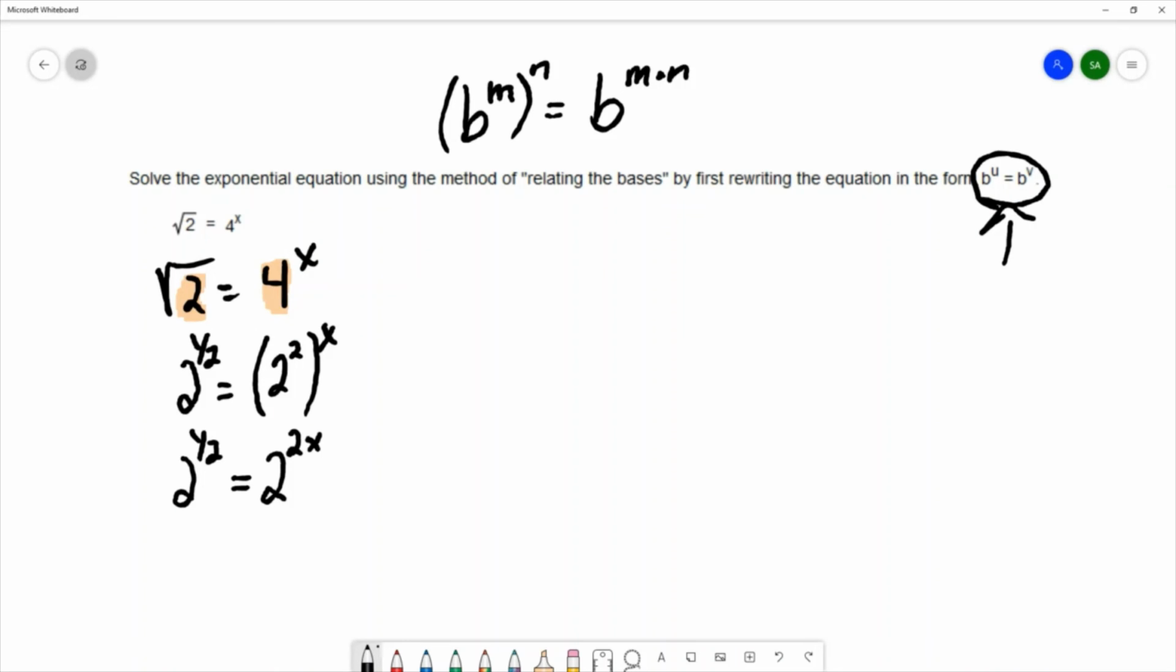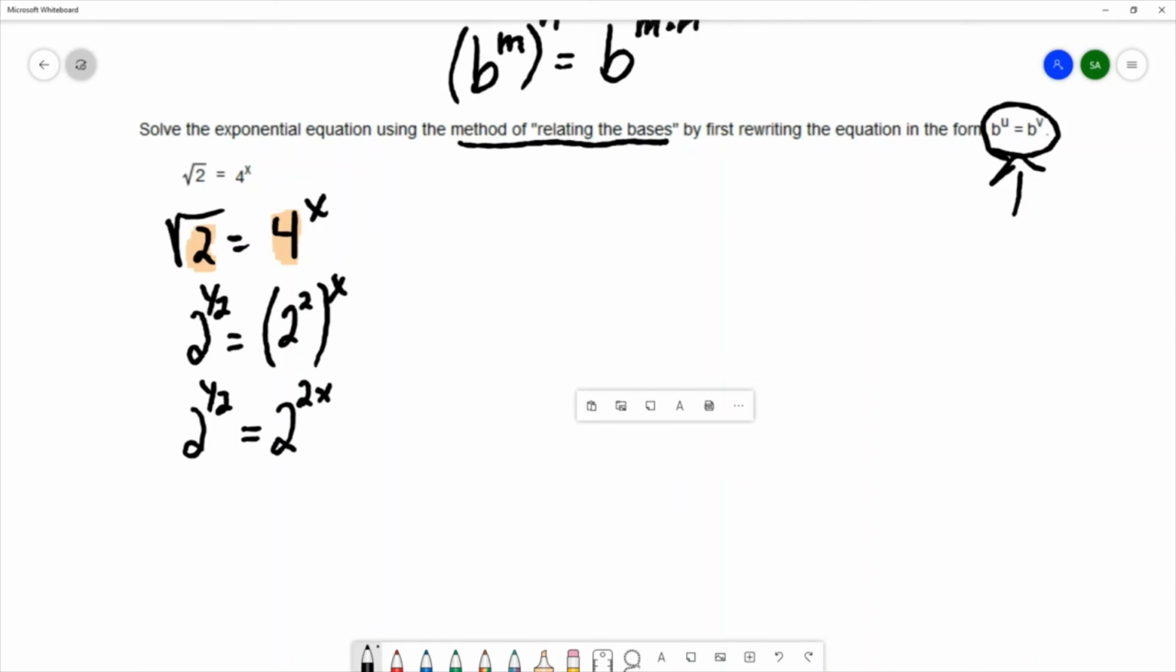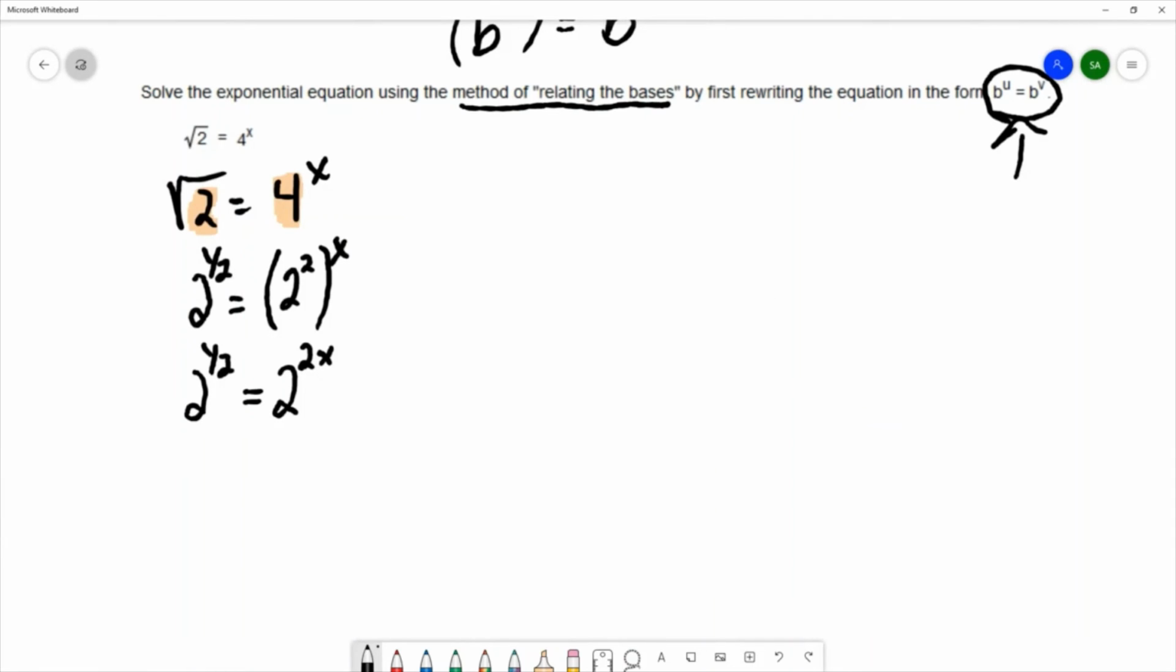And I'm going to use the method of relating the bases. Sometimes it's also called the one-to-one property. What the relating the bases or one-to-one property says is that when you have an equation where the bases are equal to each other, then the exponents must be equal to each other. So I'm able to simplify this equation to say that 1/2 is equal to 2x.